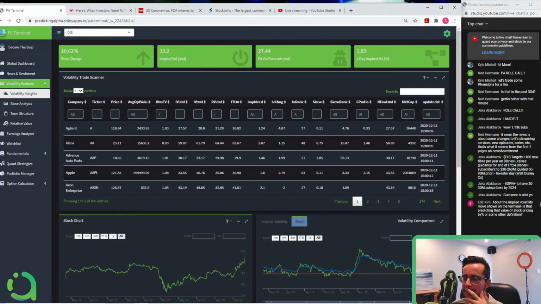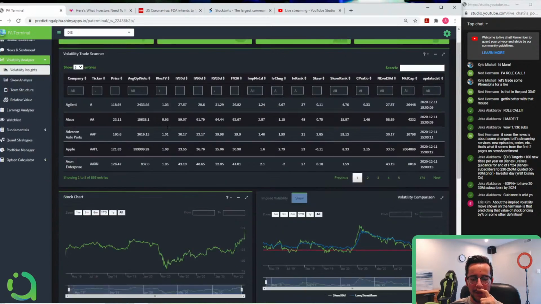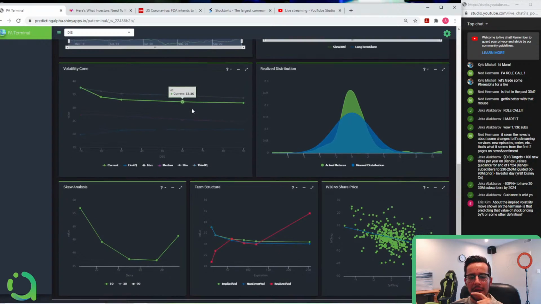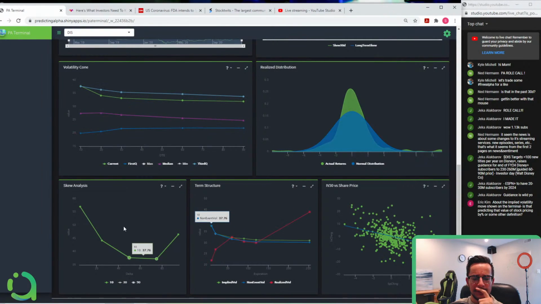Eric's asking about the implied volatility move shown in the terminal. Is that predicting the value of the stock price by percent or some other definition? Eric, just to clarify, are you talking about this? Are you talking about implied vol 30 day? Are you talking about PA forecast 30 day or 1 day implied move? If you can clarify that, I'll be able to better answer your question. So I'm going to get back to your question there, Eric, when you give me that little bit of information.